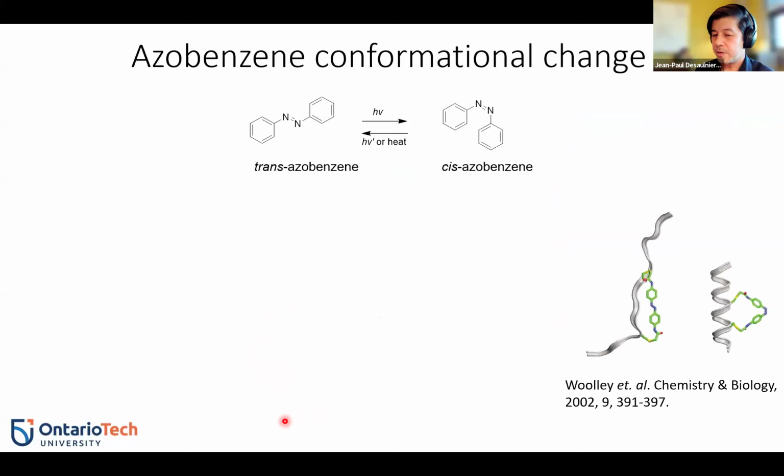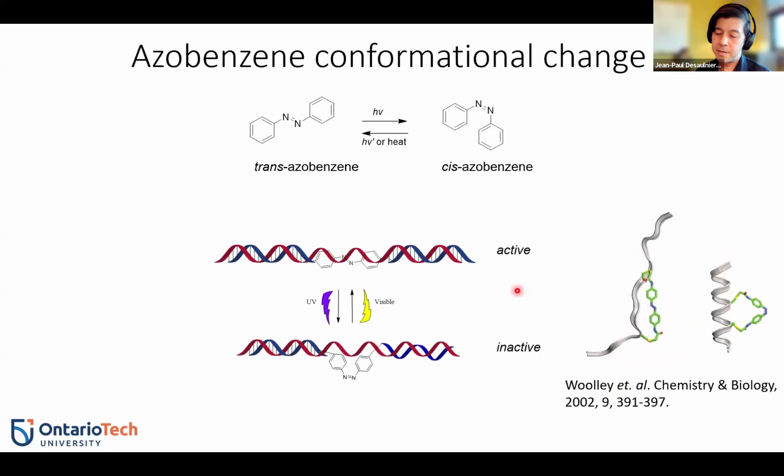So azobenzene, as I mentioned, just very briefly at the title page, is an interesting molecule. It isomerizes between trans and cis through UV light, and it's reversible, meaning that visible light or heat can go back. So it's an entirely reversible process, and it's been used widely in a variety of biological applications. It's been used a lot in peptide chemistry. For example, Woolley et al. a couple decades ago had this long peptide, and then they could force it into this alpha helix by making it go into a cis form.